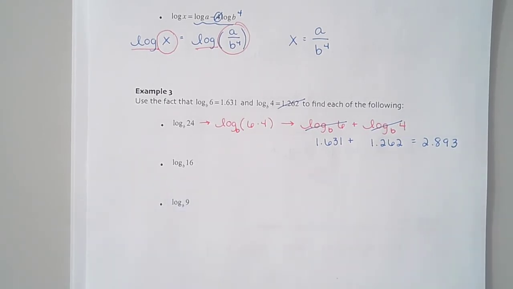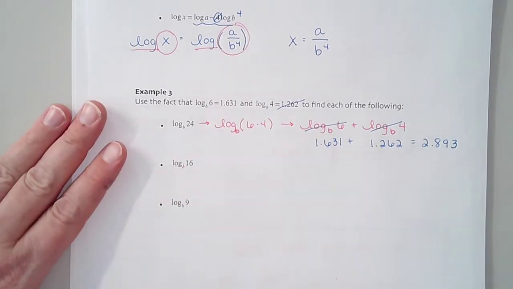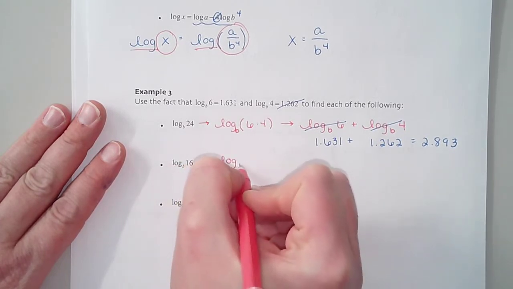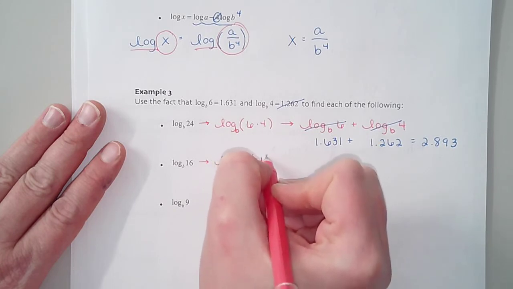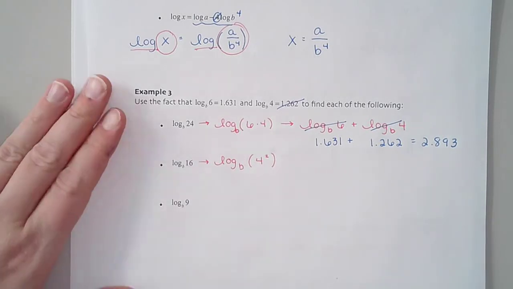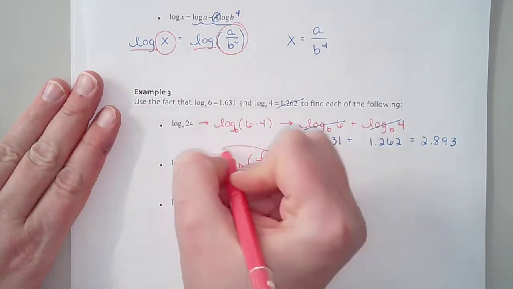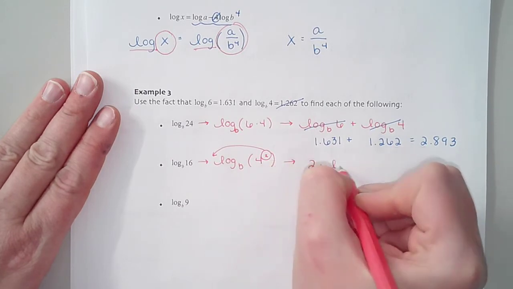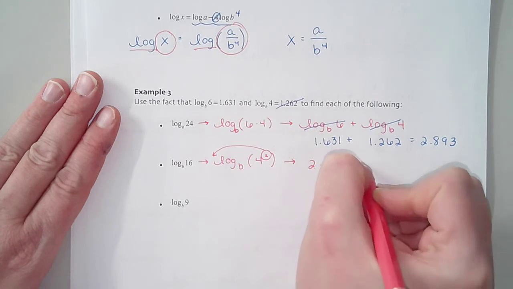So let's try that with the 16. Can we think of a way to write 16 using a combination of 6s and 4s? And by the way, I should point out, you don't have to use 6 and 4. If you can do it with just one number, that's okay. So log base b of 16 is really log base b of 4 squared. Okay, you can use exponents, because remember, what that's going to allow me to do is move this 2 down in front. So I can now call this 2 times log base b of 4.